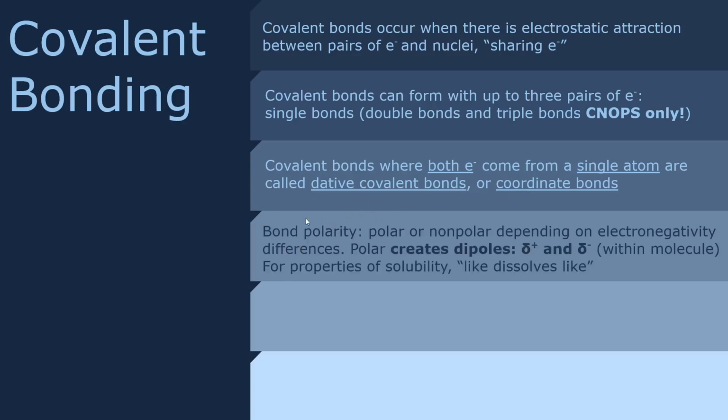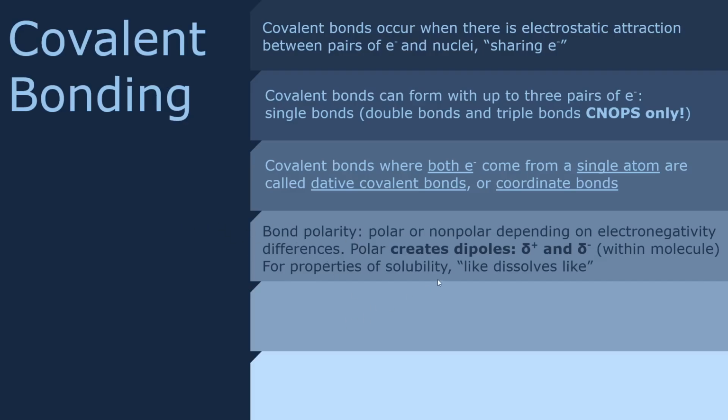Bond polarity. Bonds can be polar or nonpolar depending on electronegativity differences. If there is a high enough electronegativity difference, this creates dipoles. One side of the dipole is partially positive, and one side of the dipole is partially negative. And this is within the molecule and between two atoms of the bond, because it's bond polarity.